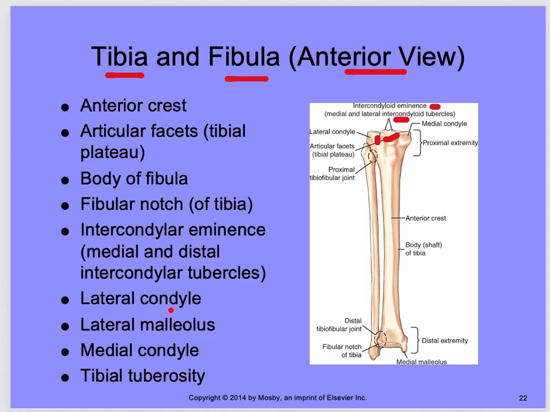Your lateral condyle, so you have your lateral condyle here on your tibia, lateral malleolus. Okay, so this is a medial malleolus, this is your lateral malleolus. So lateral malleolus, medial malleolus, medial condyle. So you have a medial condyle, just like you have your lateral condyle. Okay. Tibial tuberosity. So your tibial tuberosity is up here. So tibial tuberosity right there.